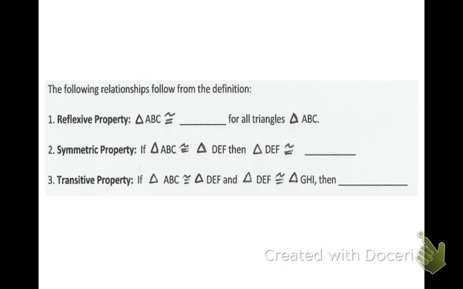The following relationships follow from the definition. Reflexive property. Triangle ABC is congruent to itself, triangle ABC. That's reflexive. Symmetric. We say if triangle ABC is congruent to triangle DEF, we can say triangle DEF is congruent to triangle ABC.